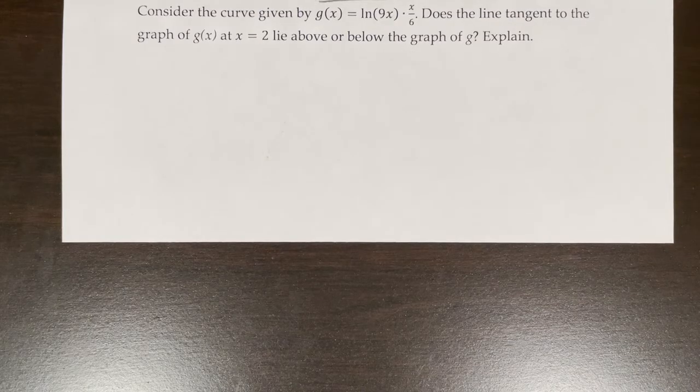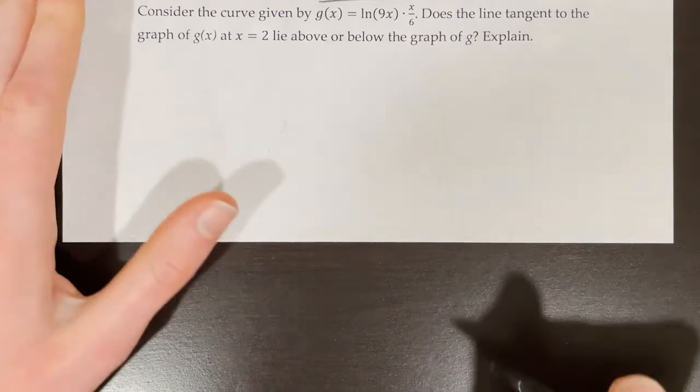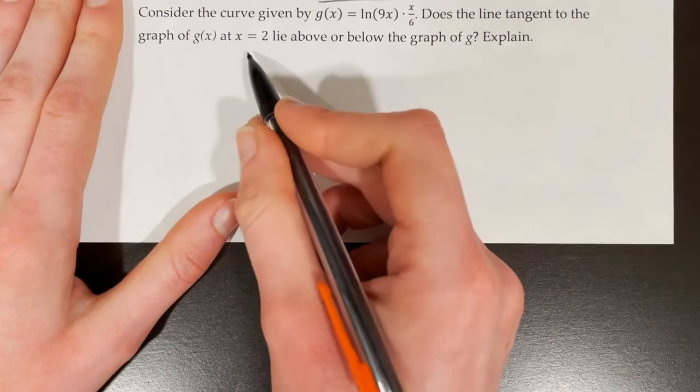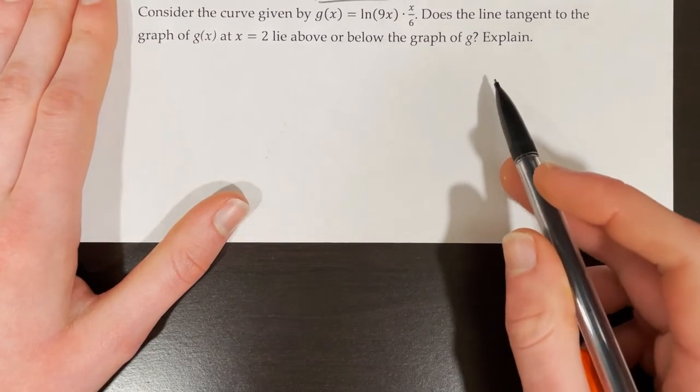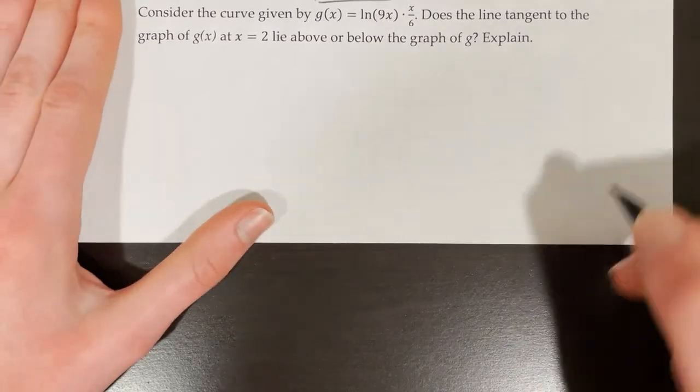Consider the curve given by g of x equals the natural log of 9x times x over 6. Does the line tangent to the graph of g of x at x equals 2 lie above or below the graph of g? Explain. Here we are going to need to deal with concavity, because the only way to tell whether the line tangent to the graph lies above or below is to determine whether g is concave up or concave down at x equals 2.